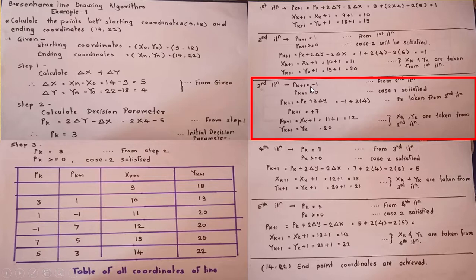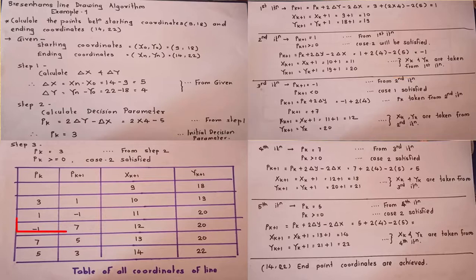Now in the third iteration we have pk equal to minus 1. This value we have taken from the previous iteration, that is the second one. Now it is less than 0, so case 1 will be satisfied. So for the next decision parameter we have to use the formula pk plus 1 is equal to pk plus 2 into differential of y. By putting all the values we will have 7 for the decision parameter, xk plus 1 is equal to 11 plus 1 is equal to 12, and the yk value will remain the same. So yk plus 1 will be 20. We will place all these values in our table.